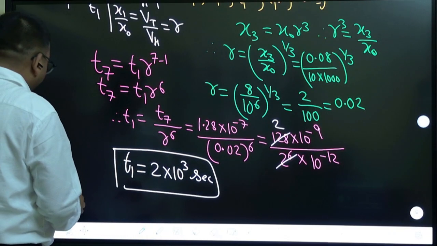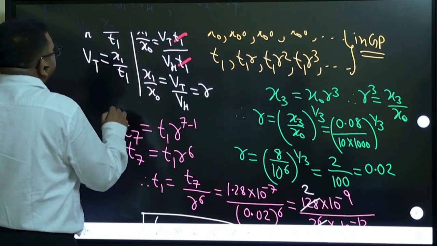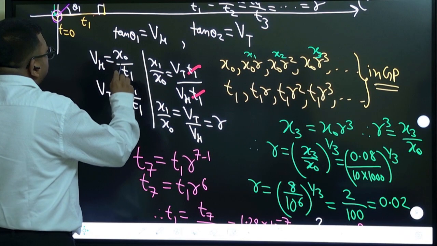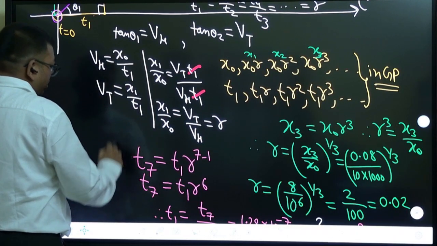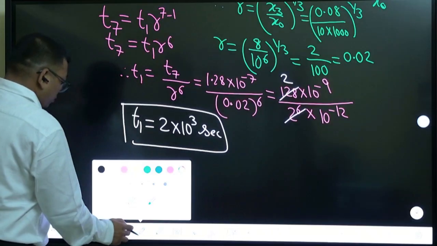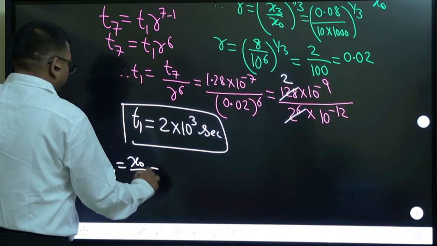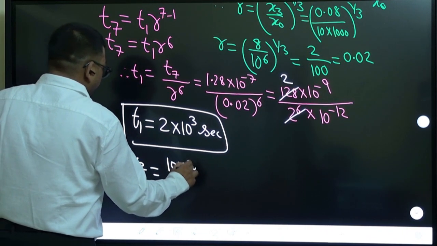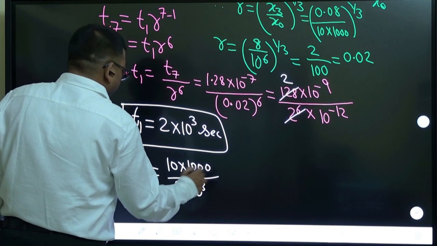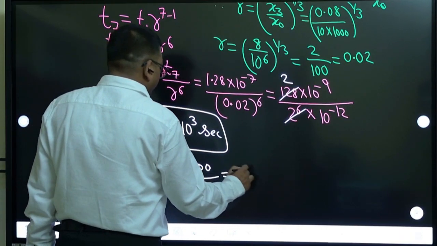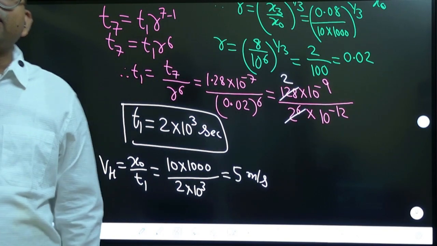Okay, now can we calculate the velocities? Let us see. VH. We have got T1, right? Now we can calculate: x naught by T1 is VH. Okay, x naught by T1 is VH. So VH is x naught by T1. X naught is 10 kilometers, so 10 into 1000 by this is 2 into 1000. Right? That gets cancelled, it becomes 5, right? 5 meter per second. That is the speed of the hare. Hare is going with that speed.